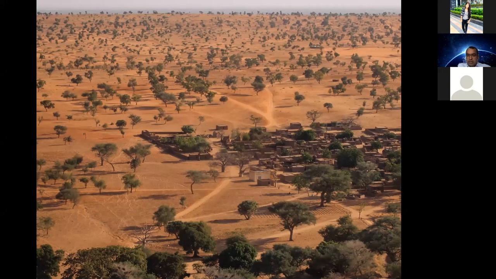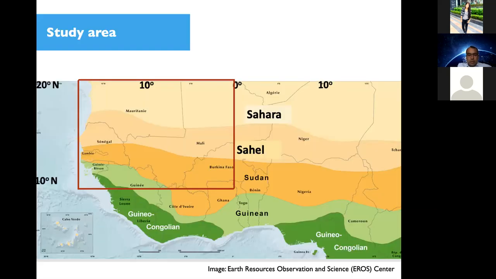So here's an image from one such village in the area of our study. You can see the red rectangle shows the area that we studied in this particular case. It stretched from the deep Sahara to the rainforest in Congo.